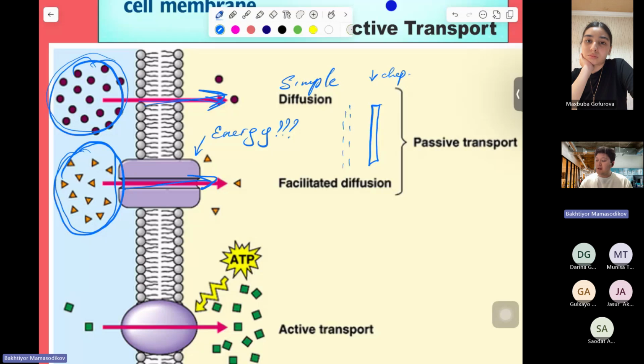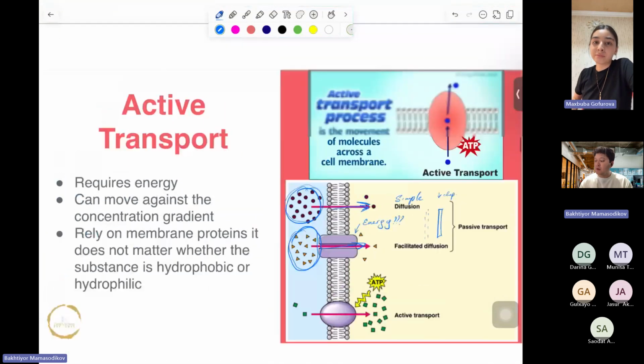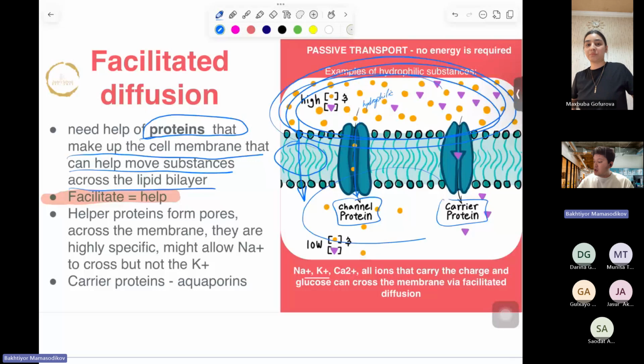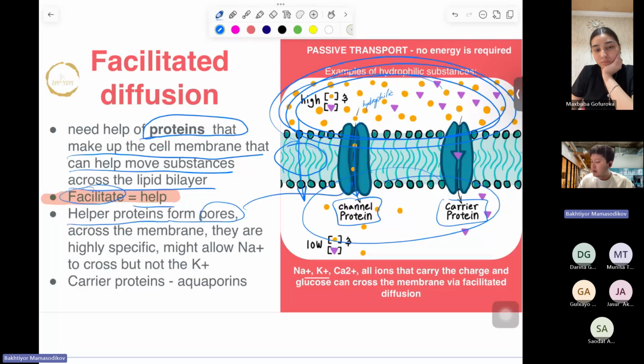Got this point? So facilitated diffusion also means moving of substances from the higher concentration to the lower concentration. Got this point? And facilitate means help. And the helper proteins form the pores. There are pores in the proteins. They go across the membrane. So in the membranes, we have special proteins across the membrane, and they are highly specific.